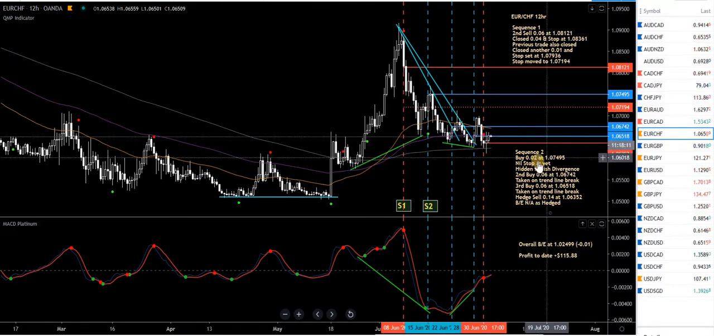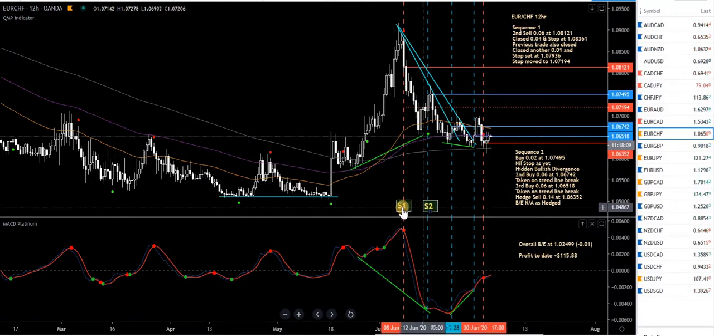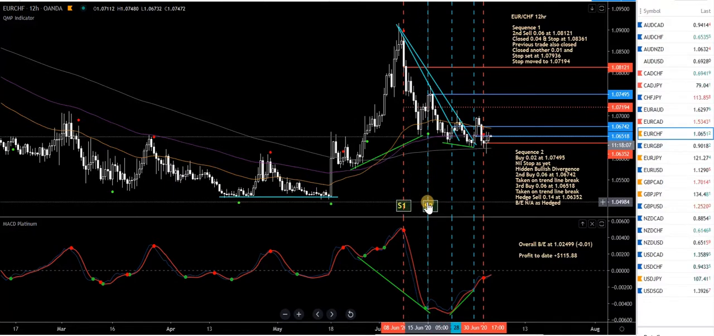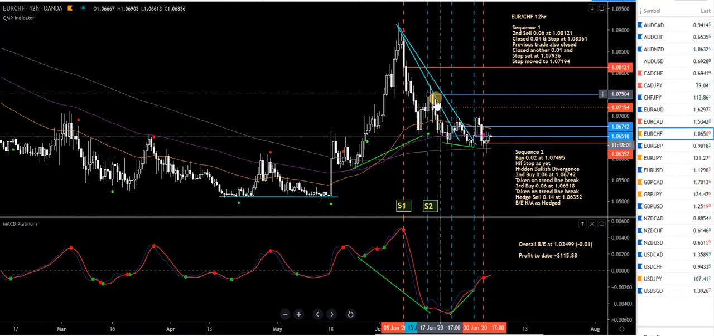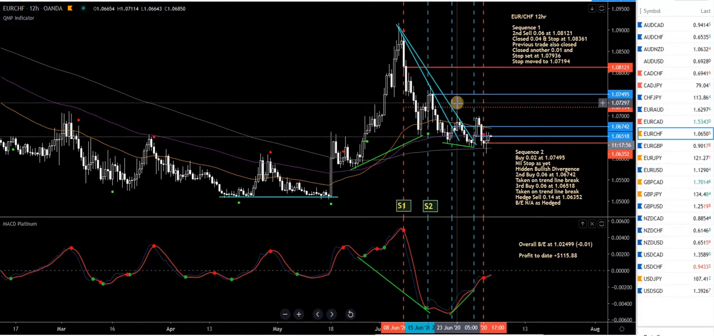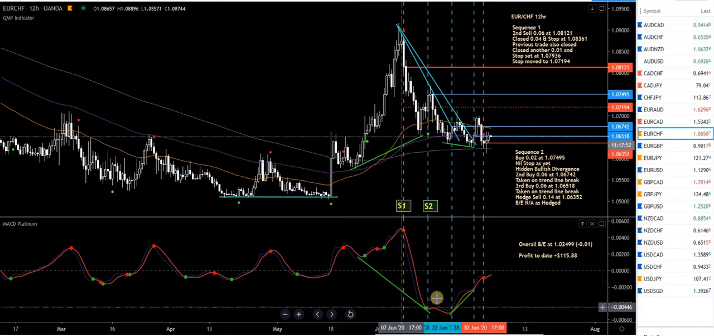Sequence 1, Sequence 2, S1, S2, where they are marked, that's where these trades commence. Sell trades are the red vertical dash lines with a red solid horizontal line. Buy trades are blue. So that's my entry level, so red and blue horizontal lines. This is the MACD Platinum, which is a zero lag MACD.